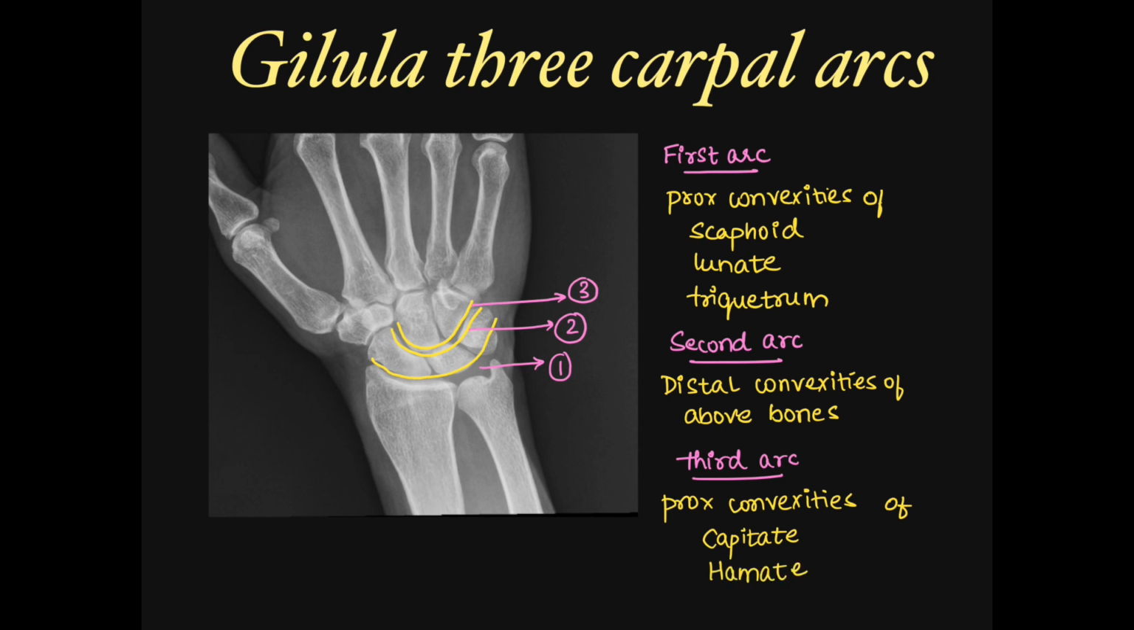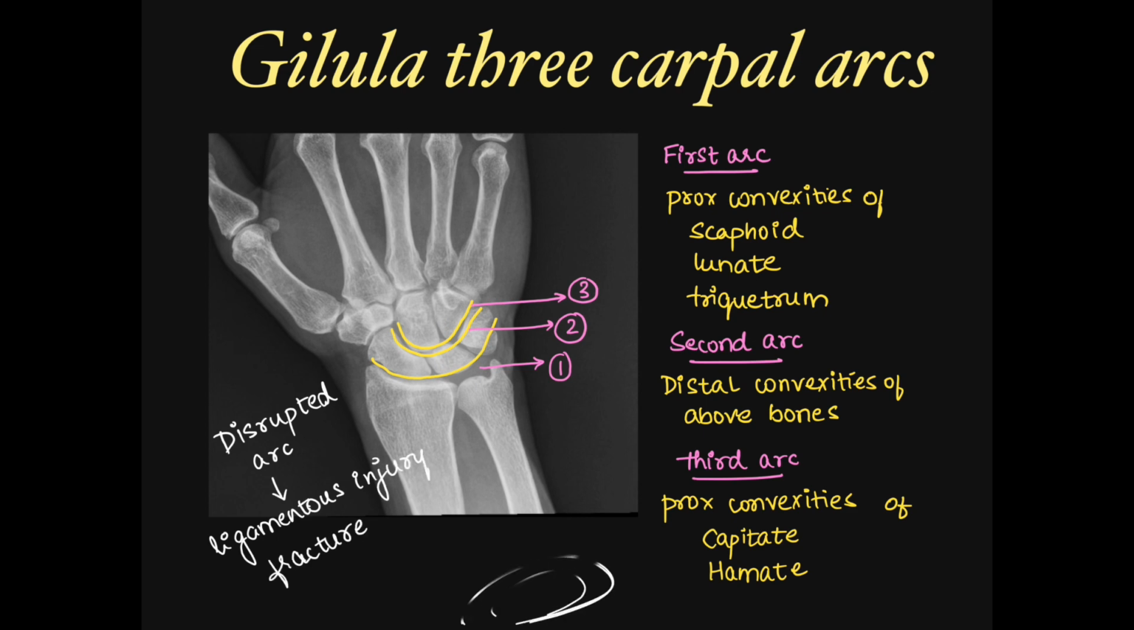Any disruption or step off in the contour of these carpal arcs will represent ligament injury or displacement of carpal bones or even fracture.